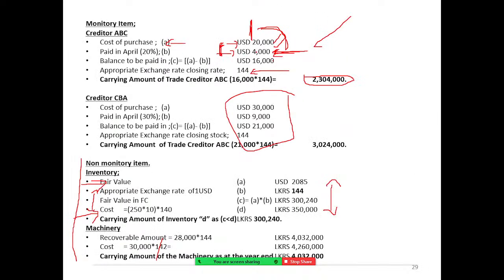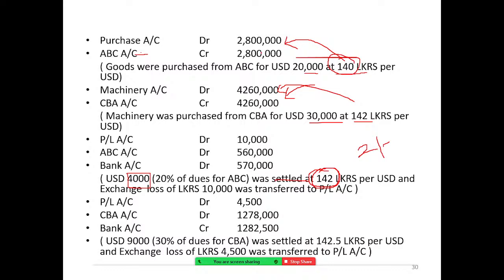Here 4,000, right? Was settled at 142 per US dollar, and exchange loss of 10,000 was transferred. So it should be 8,000, no? That I check it. 4,000 dues settled at 142 per US dollar, and the exchange loss, it should be 8,000, right? It should be 8,000, no? 4,000.